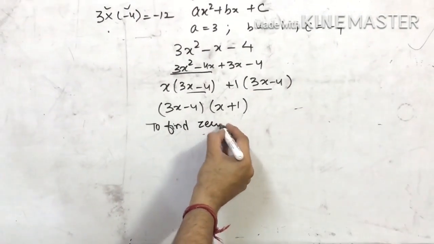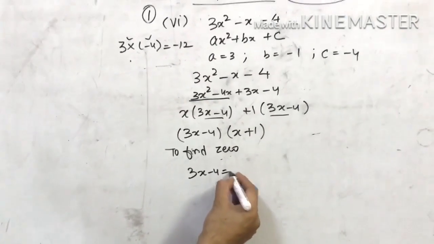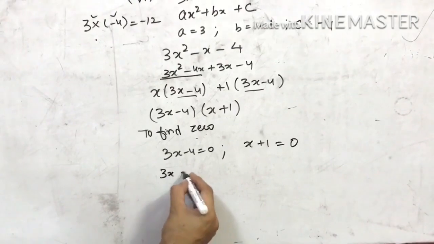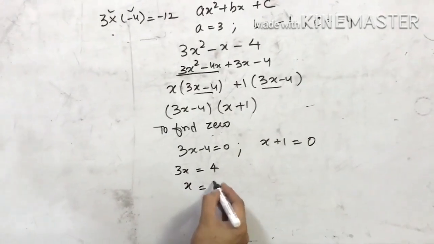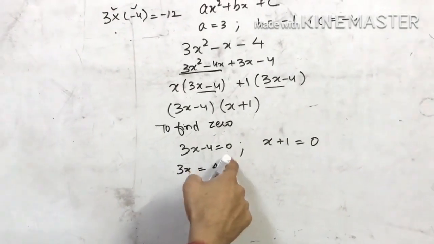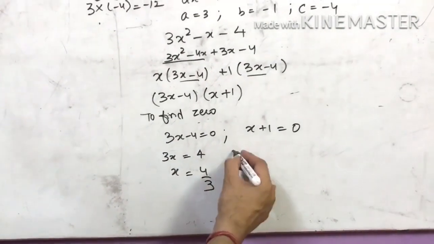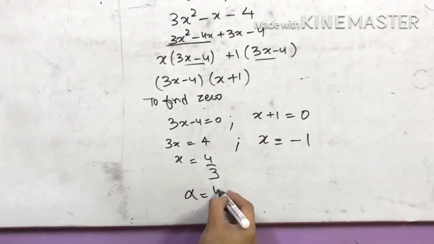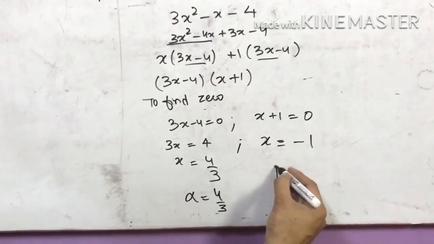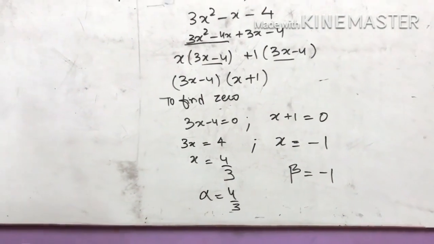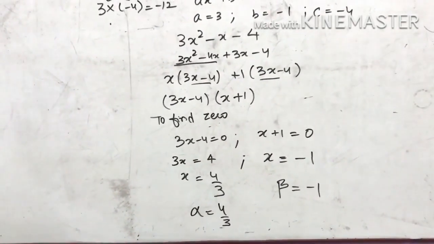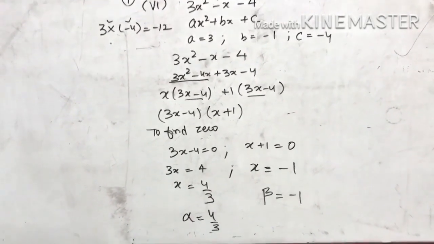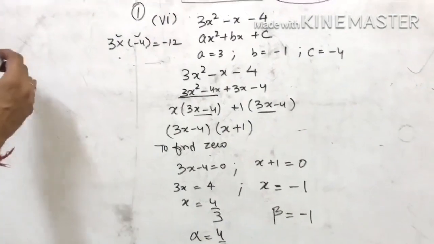To find zeros, 3x minus 4 is equal to 0 and x plus 1 is equal to 0. So it will be 3x is equal to 4 and x is equal to 4 over 3. This minus 4 will become plus 4 and go towards the right side. Here it will become minus 1. So alpha is 4 by 3, your first root, and beta will be minus 1, your second root. The first part is over, and in the second part you have to prove the relationship. So let's do it.